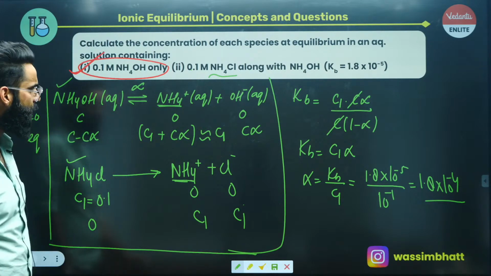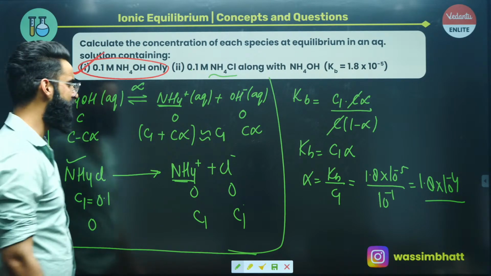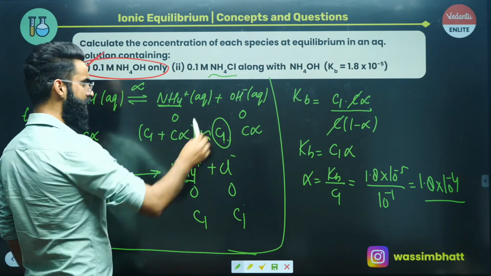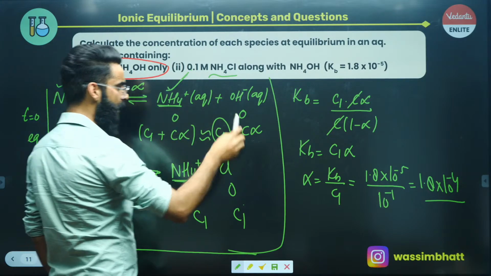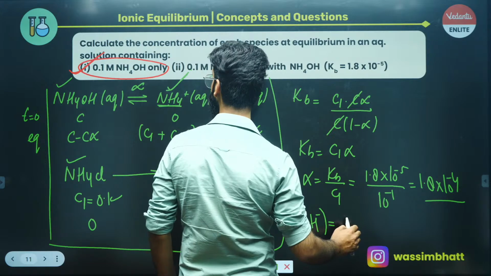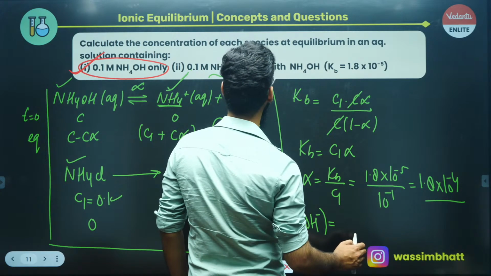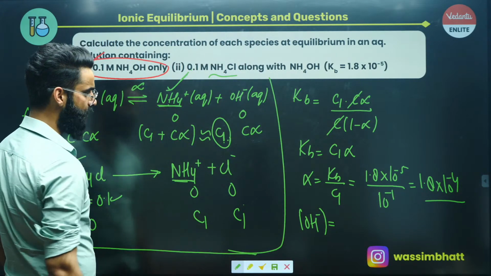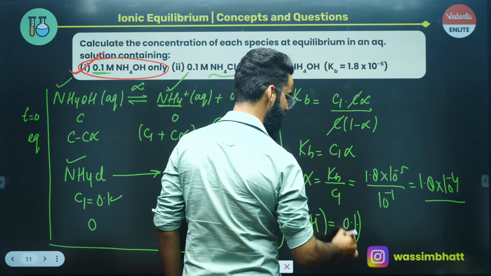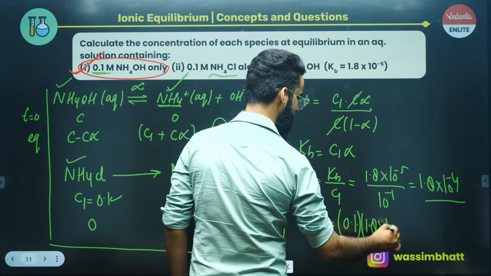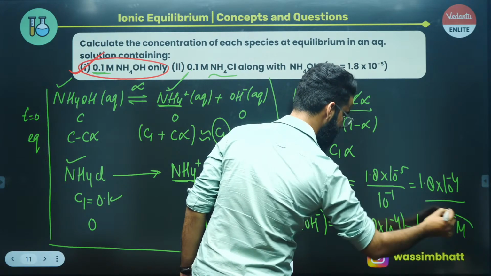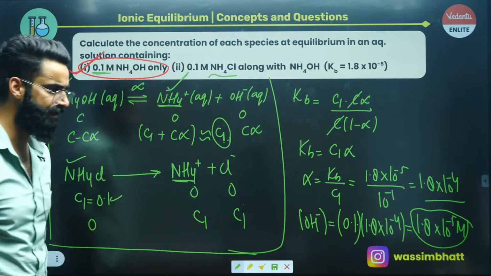Since you got the value of alpha and you were supposed to calculate the concentration of each ion at equilibrium: the concentration of NH4 positive is just C1, and C1 you know, that is 0.1. So its concentration is already 0.1 molar. Now the concentration of OH negative at equilibrium is equal to C alpha. Do you know the C value? C is the concentration of NH4OH, which is given to us as 0.1, multiplied by the alpha value you already calculated, 1.8 into 10 raised to the power minus 4. The value comes out to be 1.8 into 10 raised to the power minus 5 molar. So this is basically the concentration of OH negative present in the container at equilibrium, which we were supposed to calculate.